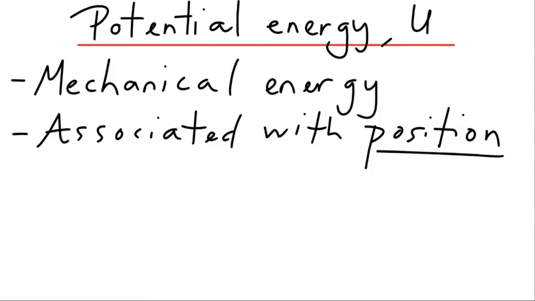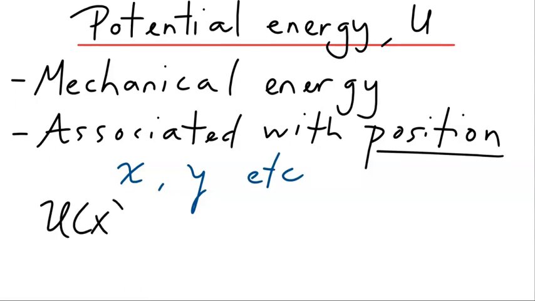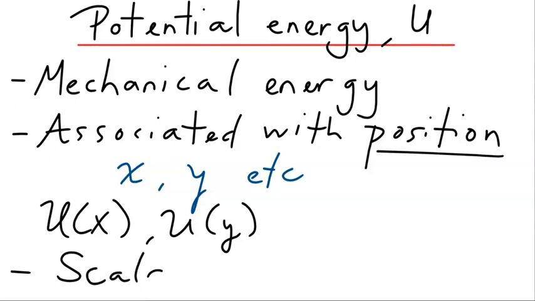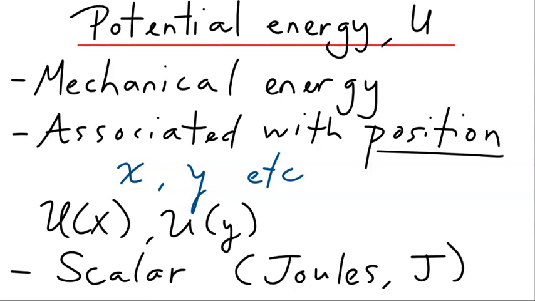So the position of an object means coordinates or positions, x, y, etc. So potential energy is actually a function of position or coordinates. And this is how we write them: U as a function of x, U as a function of y, and so on. Another thing is that potential energy is a scalar, just like any other type of energy, and it is quantified in the unit of joules with an abbreviation capital J.